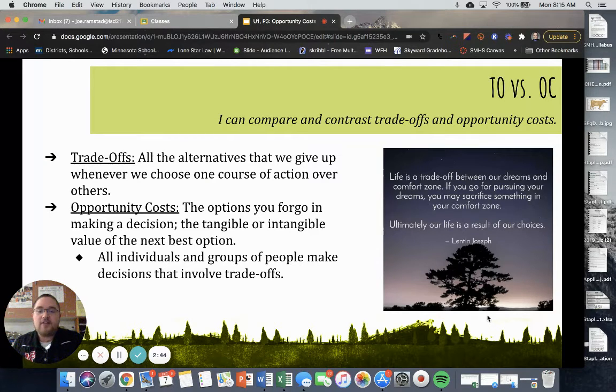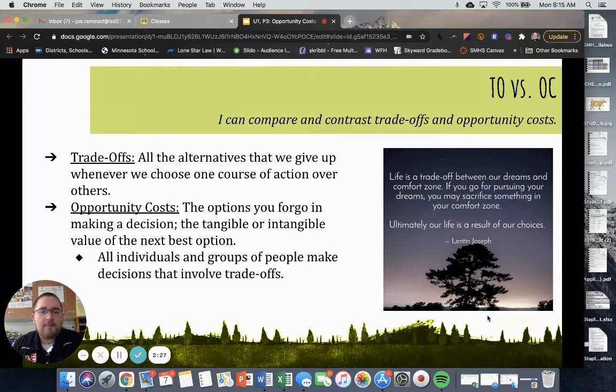Opportunity costs, on the other hand, are the options you forgo in making a decision, the tangible or intangible value of the next best option. So all individuals and groups of people make decisions that involve trade-offs and ultimately opportunity costs. So opportunity cost is the value of that trade-off, if that makes sense.